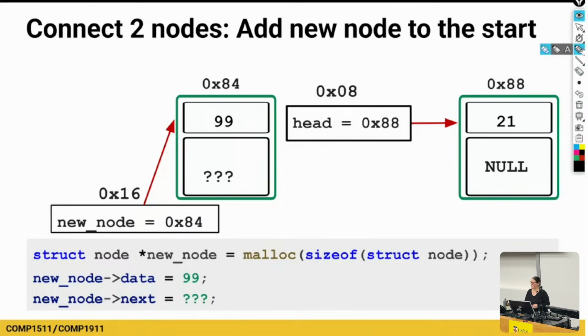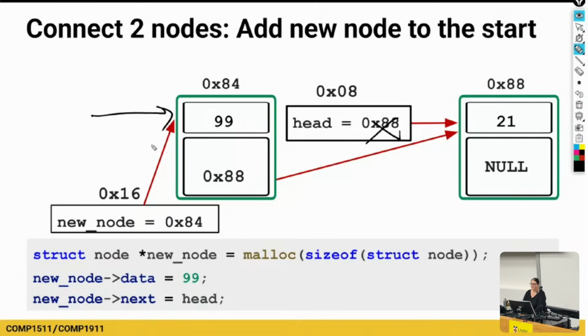I'll go to the next slide. Once we've done that, we've connected this new node to the other node, but the variable that's keeping track of the first node in the list is now wrong. This isn't the first node anymore. The new node is. So we need to update head so it knows where the start of the list is.